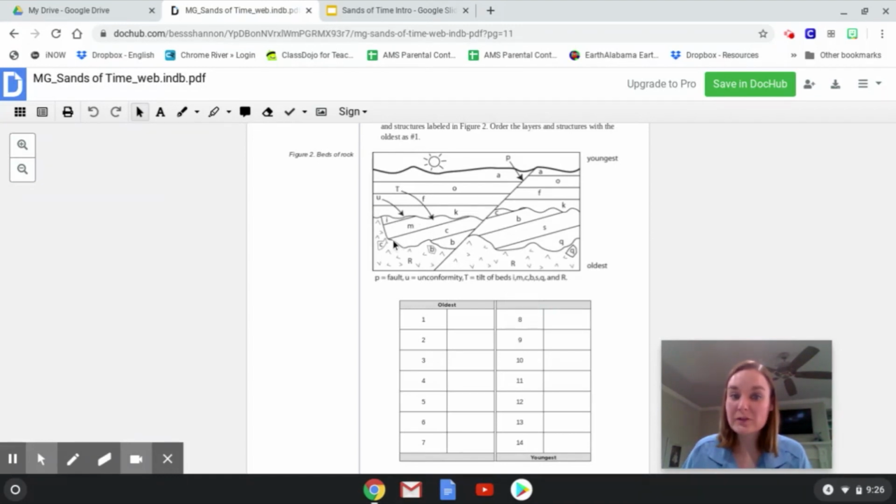And if you look at my intrusion, it's coming up to I, where I have this unconformity here, this squiggly line. So I can guess that maybe that volcanic activity is what caused that unconformity. So after layer I, I'm going to have R and U, which probably also created my tilt, which is my T. Then moving up to the younger layers, I have K and F, O, and A, and then I have my fault line P that cuts through it.